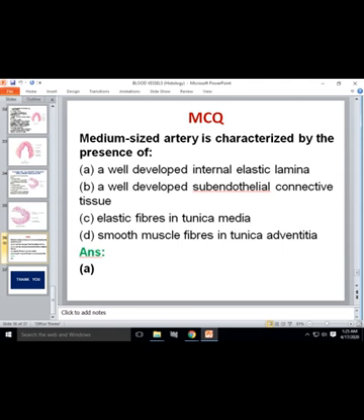Here is one MCQ. A medium-sized artery is characterized by the presence of, first option, a well-developed internal elastic lamina. Second, well-developed subendothelial connective tissue. Third, elastic fibers in the tunica media. And fourth, smooth muscle fibers in the tunica adventitia? The answer is A, a well-developed internal elastic lamina.